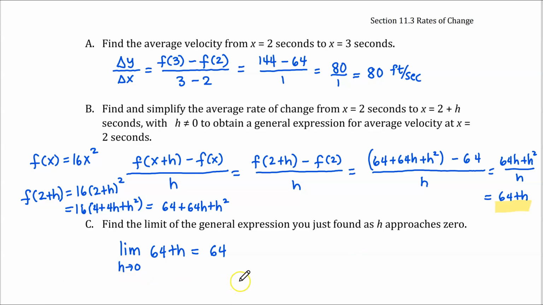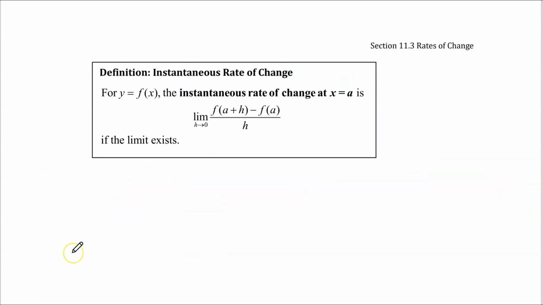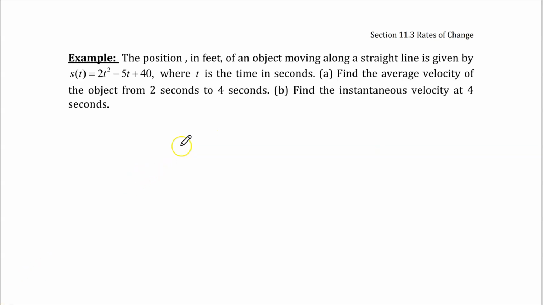Now we have a special terminology for our last result. We call that the instantaneous rate of change at x equals 2. So in general, for y equals f of x, the instantaneous rate of change at x equals a is given by the limit of the average rate of change of f as h approaches 0, provided that the limit exists.